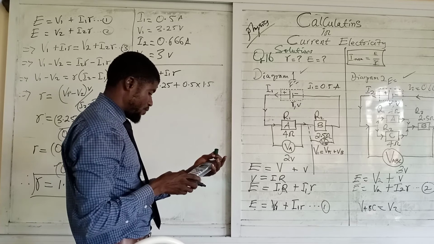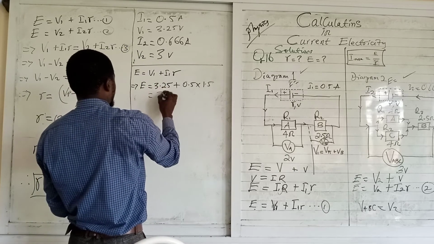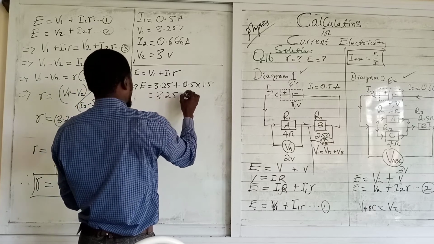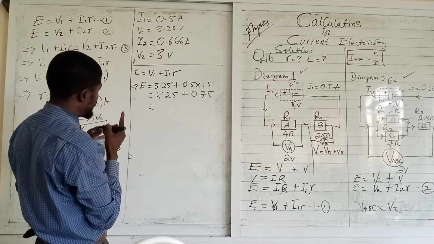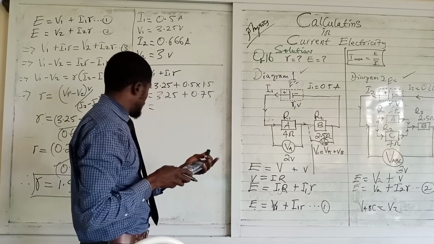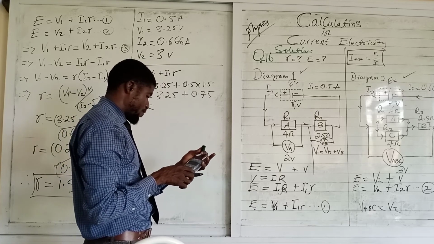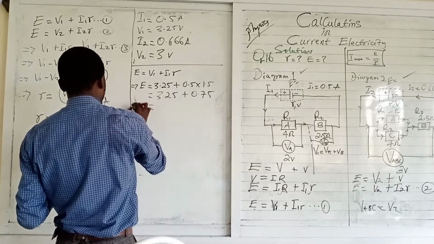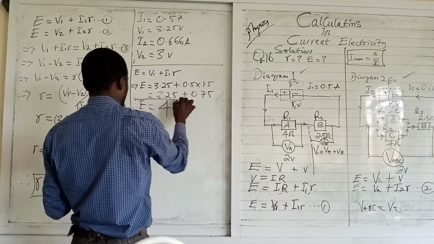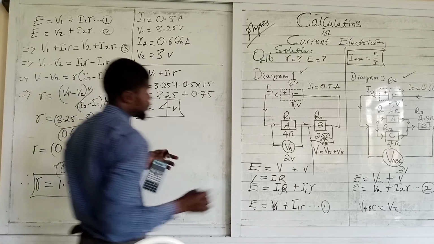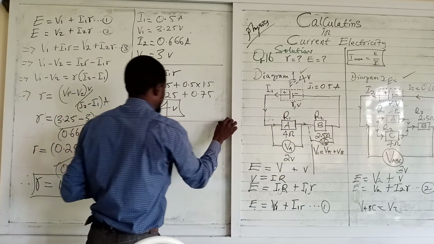So we have 0.5 times 1.5. So we have 3.25 plus 0.75. That will give us 4. Let me confirm. We have 3.25 plus 0.75, exactly 4. Therefore, E in the first circuit is 4 volts. So write that here: 4 volts. Let's try for the second circuit.